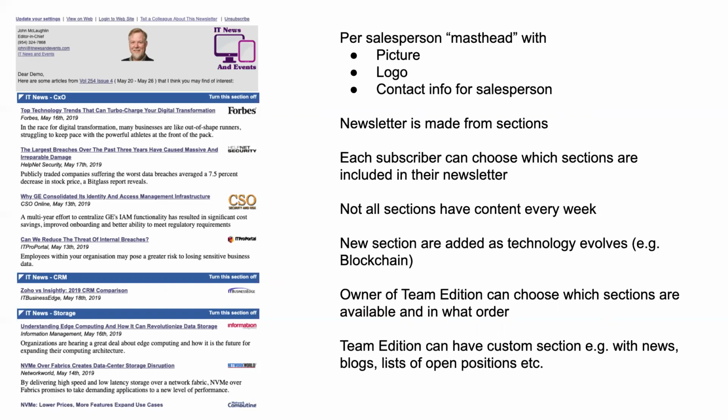Periodically, new sections are added as technology evolves. For example, last year, a blockchain section was added. The owner of the team edition can choose which sections are available to all the subscribers and in what order. So for example, an administrator of a team edition might decide that based on what they know of their customers, the CRM section might not be of interest, so they wouldn't even offer it.